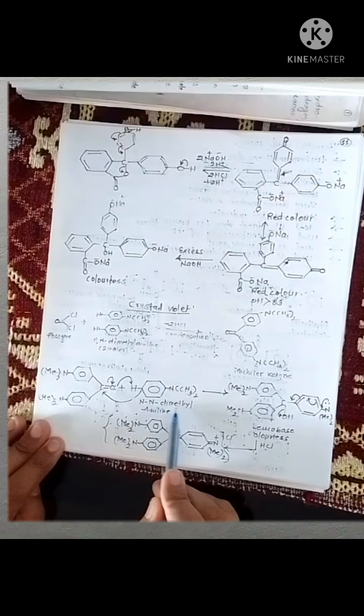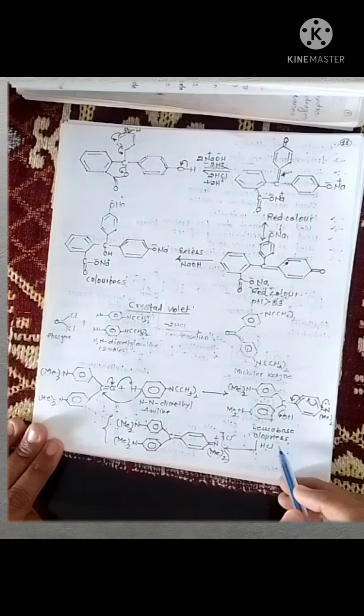This Michler's ketone is then again reacted with N,N-dimethylaniline. In this reaction, the lone pair on oxygen takes away this hydrogen and holds this part of N,N-dimethylaniline attached on this carbon atom. So we basically got leuco base.